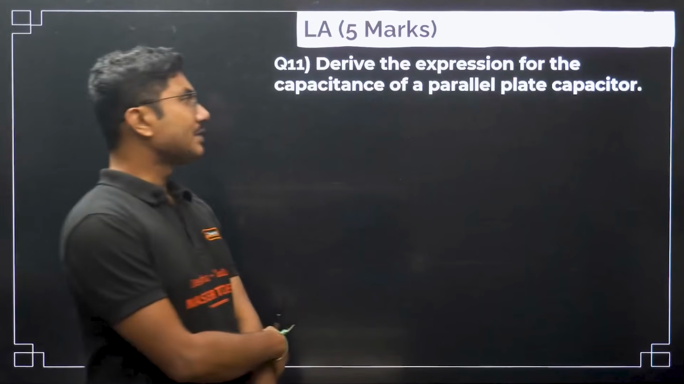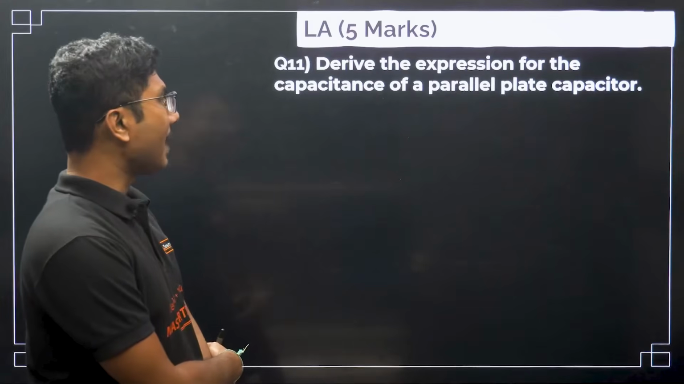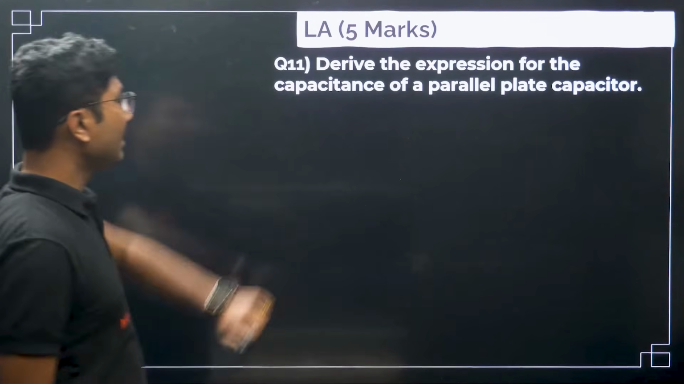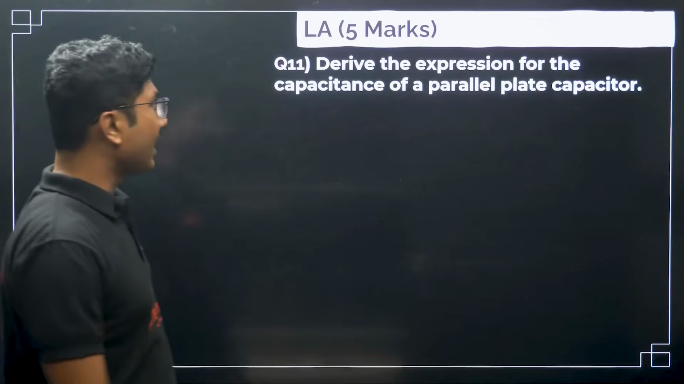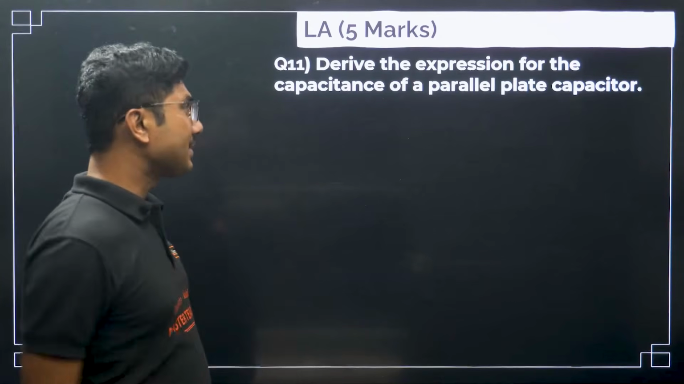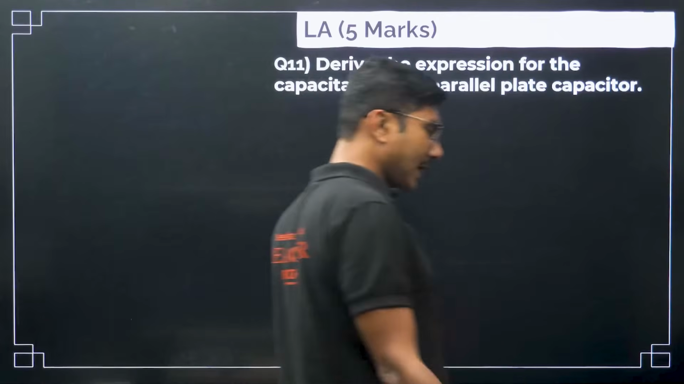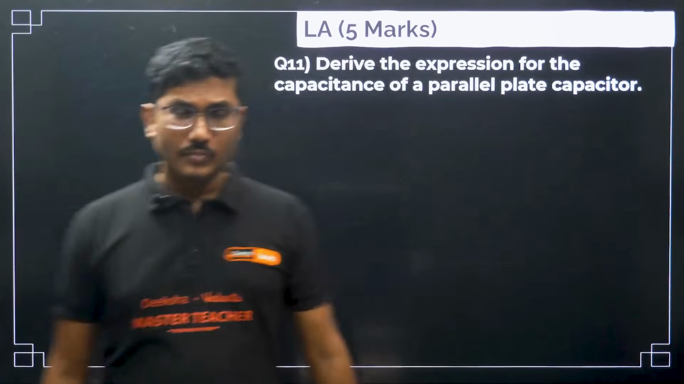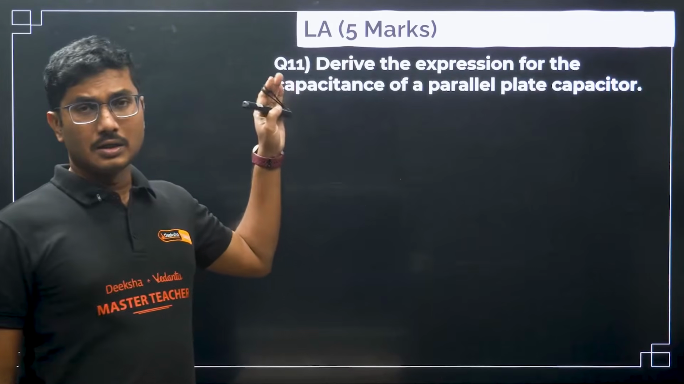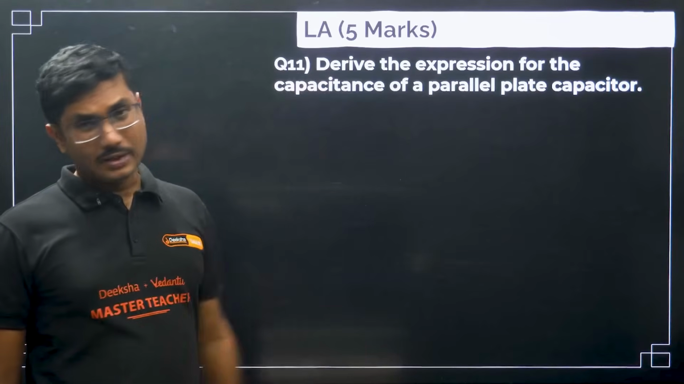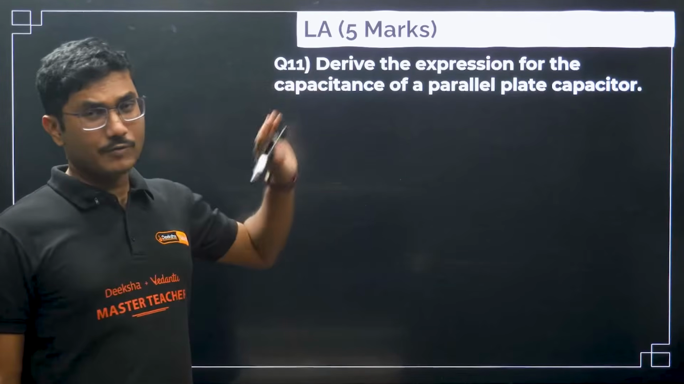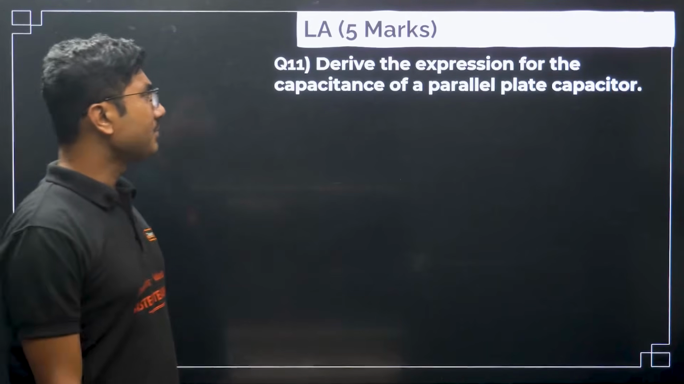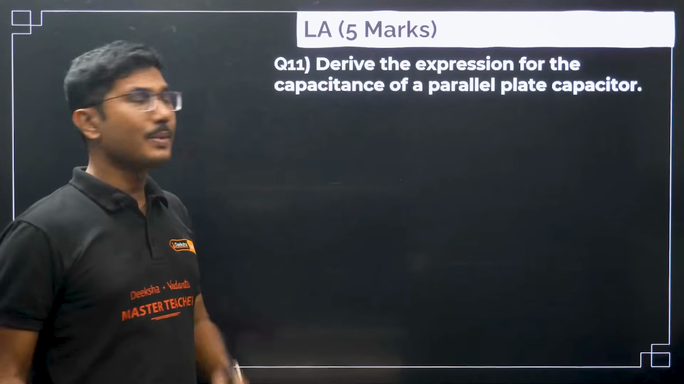Now derive the expression for the capacitance of a parallel plate capacitor. I guess this is not a 5-mark question, this is a 3-mark question, sorry for that. Sometimes this can also come as part of a 5-mark question. So either part of a 5-mark question or a 3-mark question: derive the expression for the capacitance of a parallel plate capacitor.